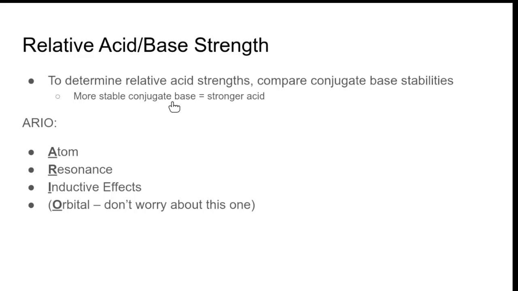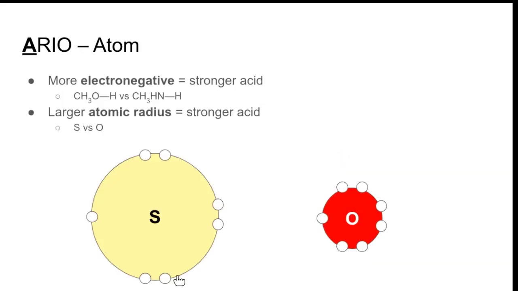So when we're determining relative acid strengths, we always want to compare the stability of the conjugate base, because a more stable conjugate base is gonna lead to a stronger acid, right? You can imagine that as going way downhill, right? If we have a stable base down here, it's not going to want to go up to a higher stability, right? It's going to want to stay down here. So the way that I personally remember this is through an acronym called ARIO, and that's pretty much to determine the stability of the conjugate base, from which we can get the stability of the acid.